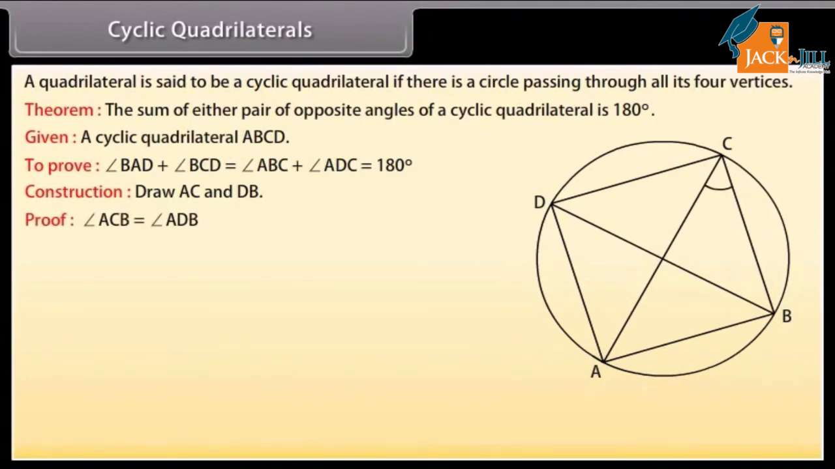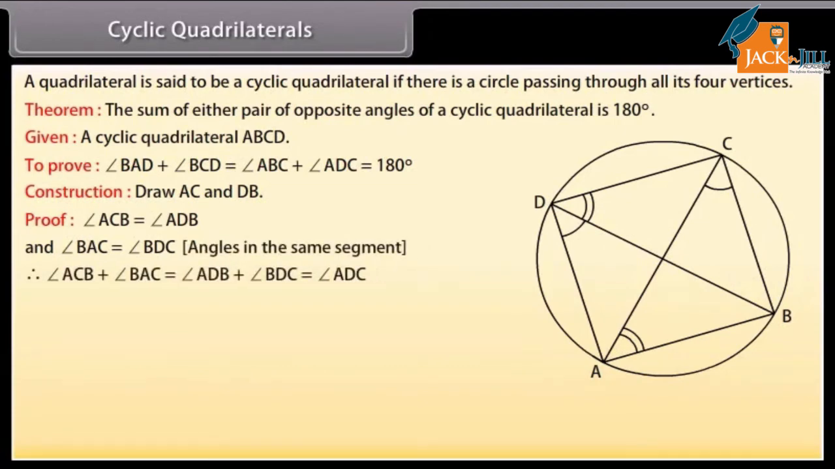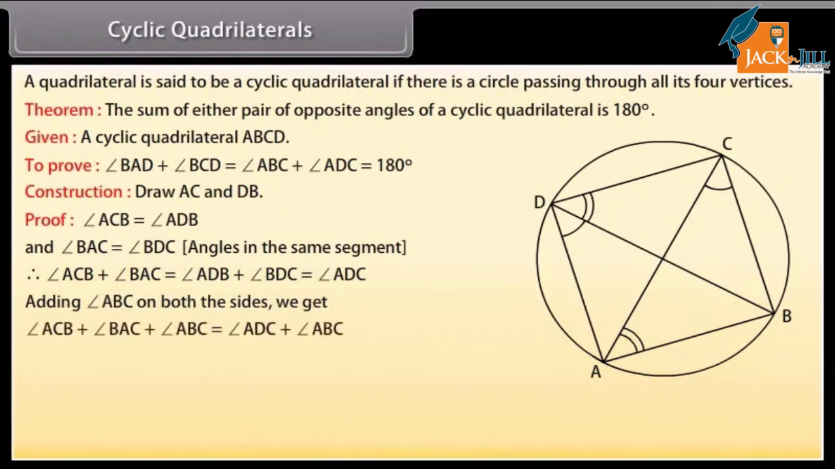Proof: angle ACB is equal to angle ADB and angle BAC is equal to angle BDC because these are the angles in the same segment. Therefore, angle ACB plus angle BAC is equal to angle ADB plus angle BDC, which equals angle ADC. Adding angle ABC on both sides, we get angle ACB plus angle BAC plus angle ABC, which is equal to angle ADC plus angle ABC.